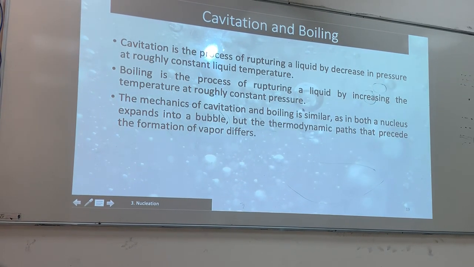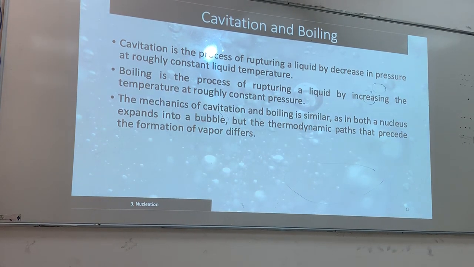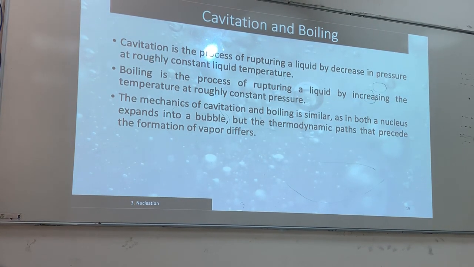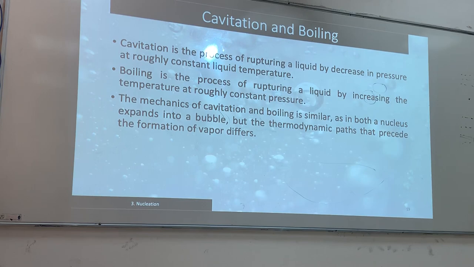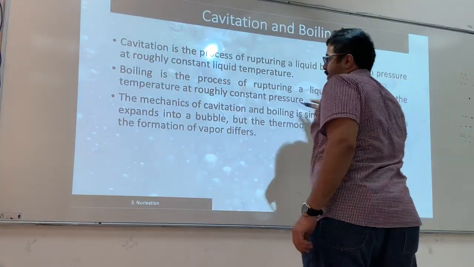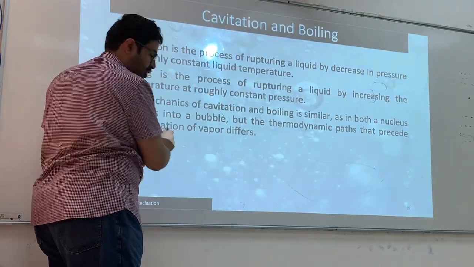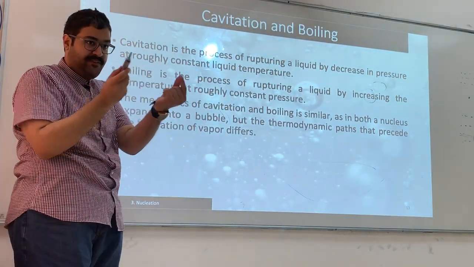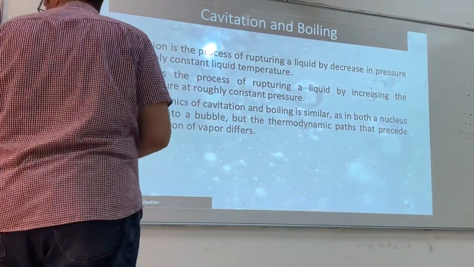Cavitation is the process of rupturing a liquid by decreasing pressure at roughly constant liquid temperature. So we see two things that result in bubbles, and they're very similar: cavitation and boiling. What differs is that in cavitation, what changes is pressure. At constant temperature, there's a place where pressure differs, and it mediates this creation of bubbles.